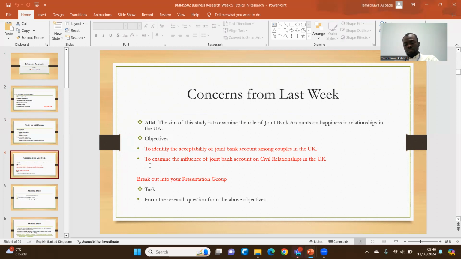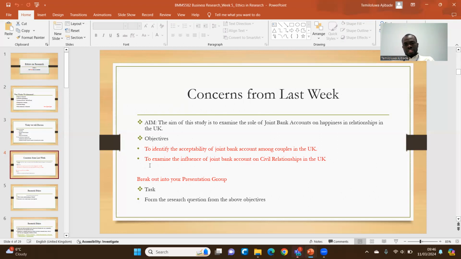Remember, I told you from the previous class that when you are forming a research question, you look at the objective. The research question must be in line with the research objective. So the purpose of this activity is just to allow you form a research question from the given objectives. So yeah, you have say few minutes to do that. All right. So let's give it a try.